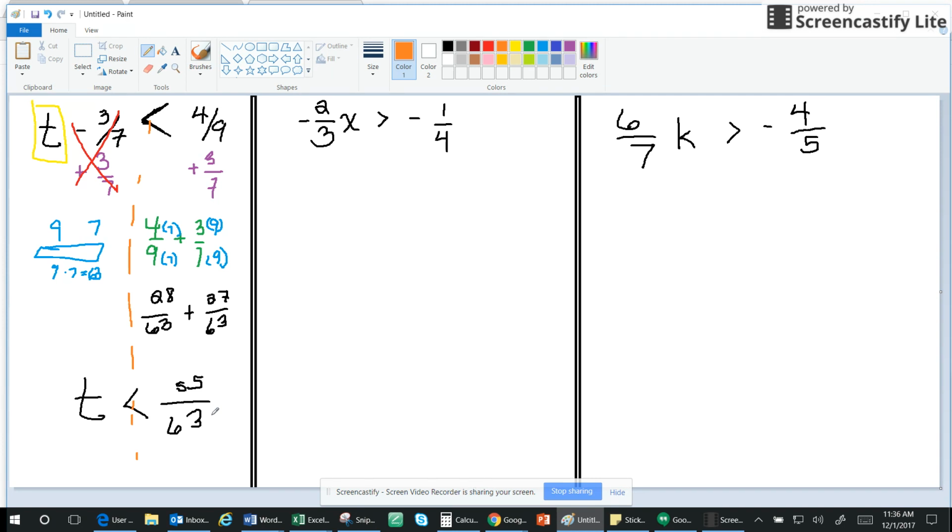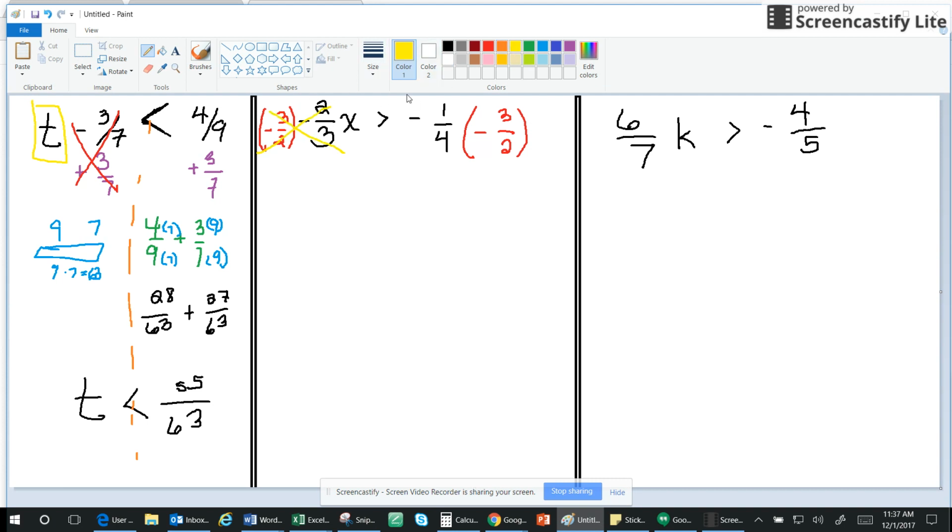Negative 2/3 x greater than negative a fourth. Click continue when you're ready to check your work and your answer. So we would see that we're multiplying by negative 2/3. That means we need to divide by negative 2/3, or if we're thinking in terms of fractions, when we divide by a fraction, we actually multiply both sides by the reciprocal. So we're going to multiply both sides by negative 3/2.